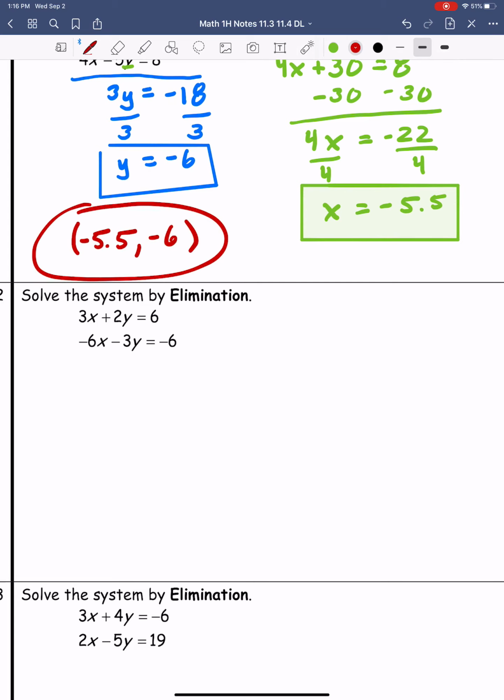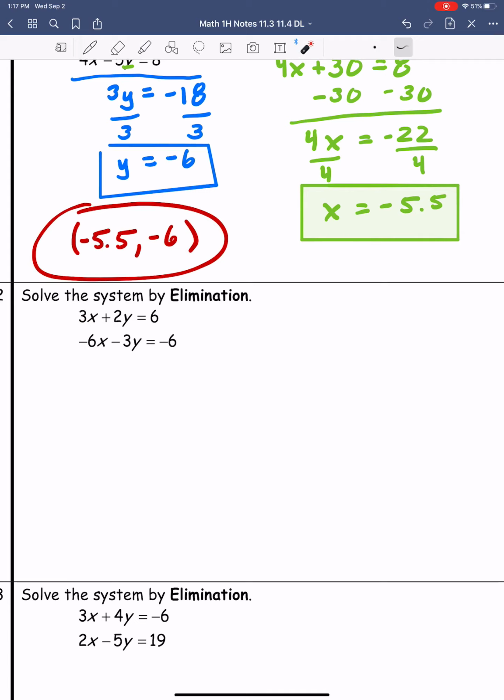Same idea here. For this one, notice we've already got the y's stacked up, we've already got the x's stacked up, and we've already got the numbers on the other side. The problem is we don't have any coefficients that are opposites. Okay, I want you to notice that this 3 and -6, they're opposite signs, right? But they're not quite opposite numbers.